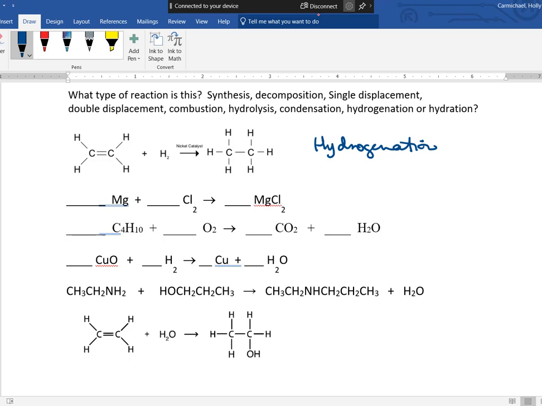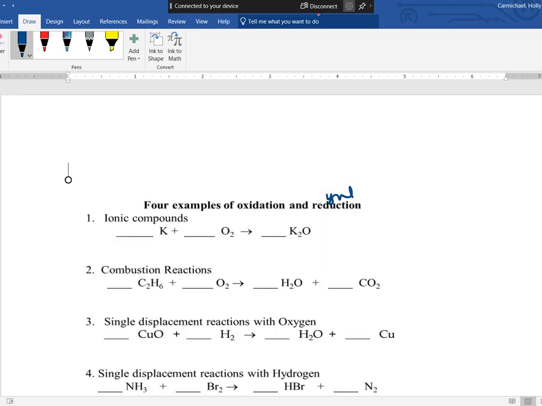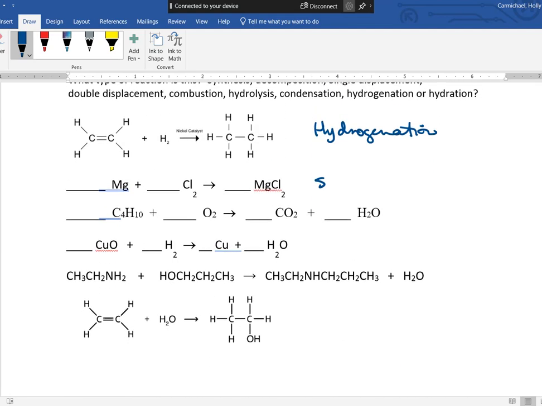What's the next one? Synthesis. So this is synthesis. Two reactants, one product. What's the next one? Combustion. What's the next one? Single replacement.